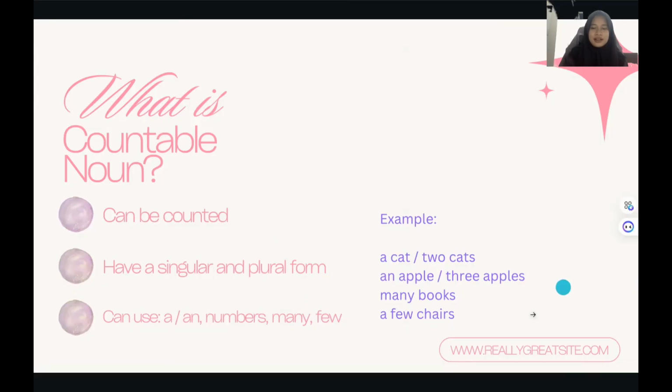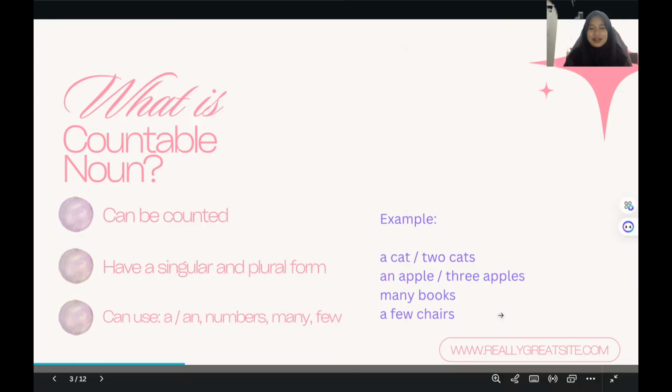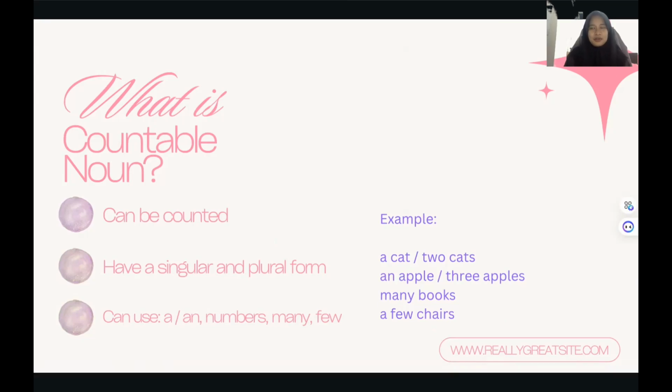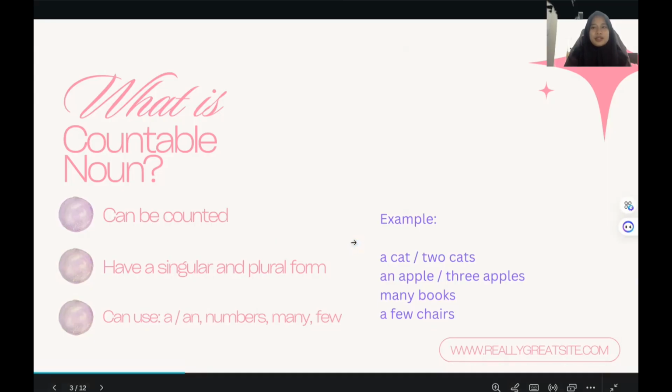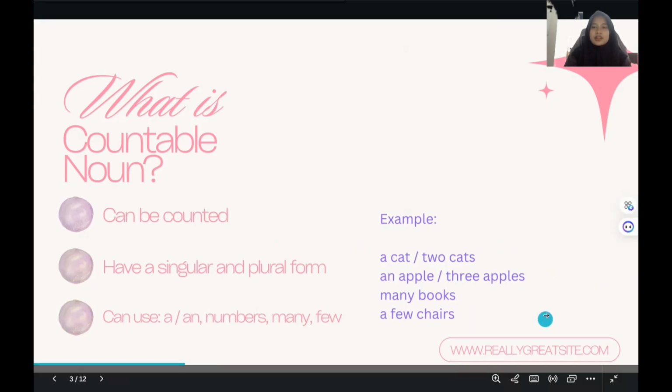Can you guess now? I mean, do you understand now? The important thing to know, if it is a countable noun or not, is that you can use these three formulas. If one of these formulas is in the sentence, you can say that the sentence has a countable noun. Okay? Cat, apple, book, and chairs are nouns that you can count one by one.